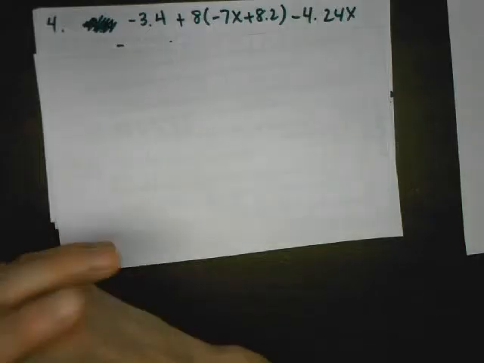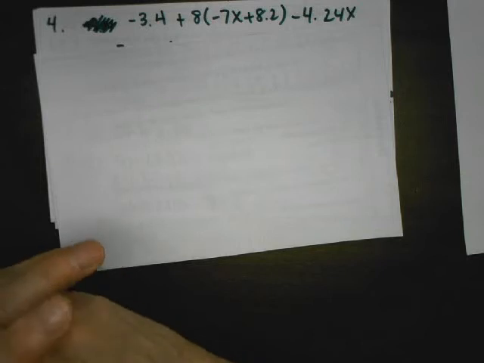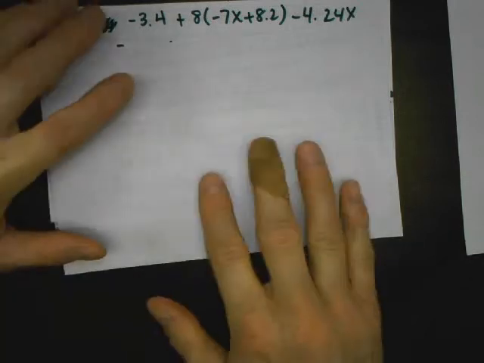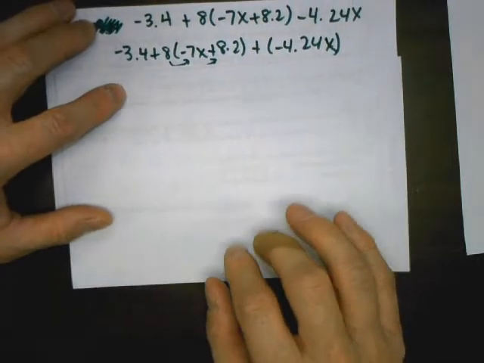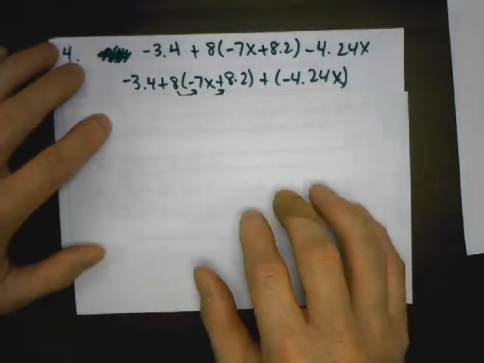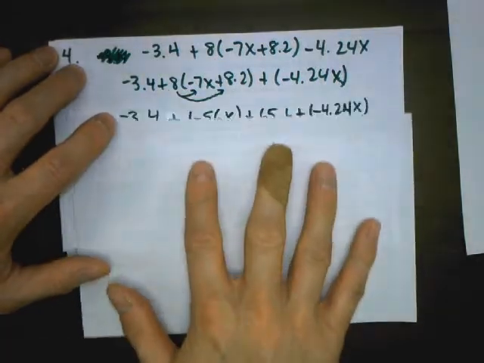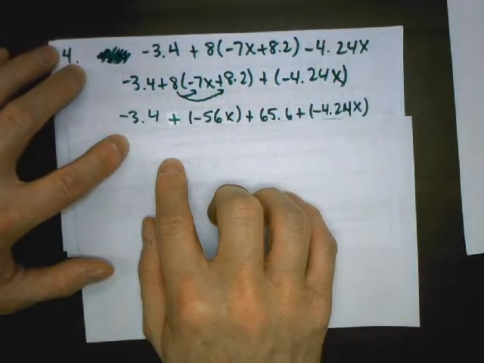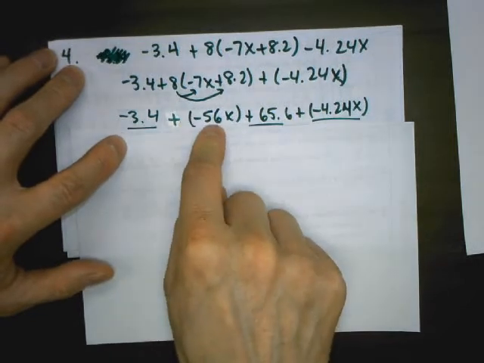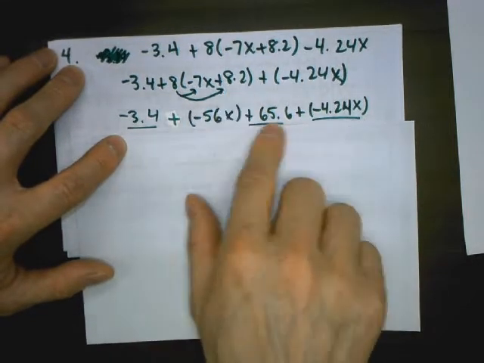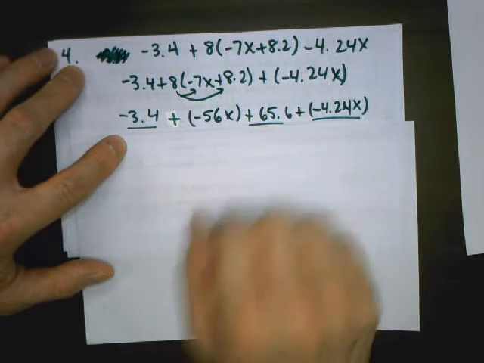So for number 4, we have this long expression here, and they want us to see which of those students have the same expression. So we're going to simplify this. Again, we can do rule for subtraction, and to simplify means to distribute and combine like terms. So I'm going to distribute the 8 there since it's outside of the parentheses. I multiply 8 times negative 7x to get negative 56x, and 8 times 8.2, which is 65.6.